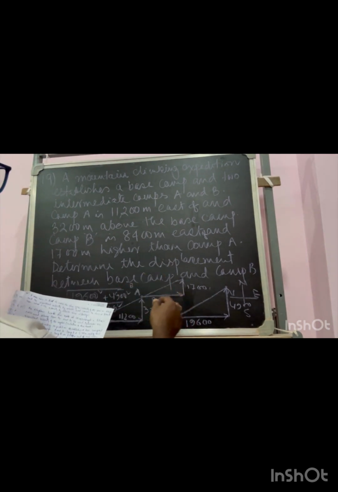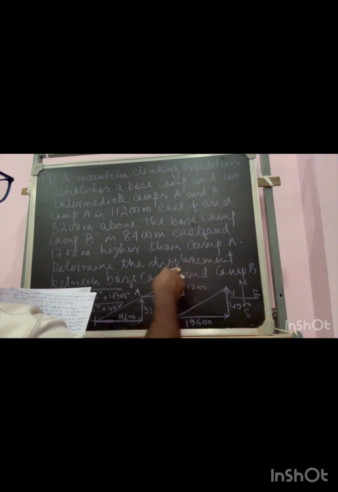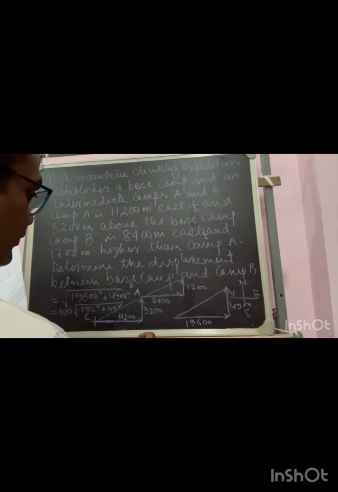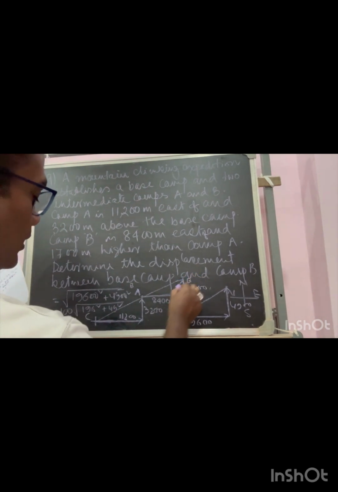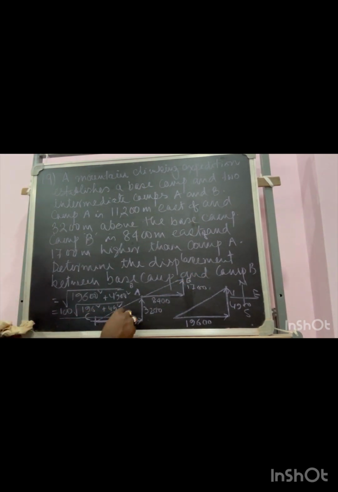So what is the ask of this? Determine the displacement between the base camp and B. So base camp is this and the B is here. So ultimately this will be the displacement.